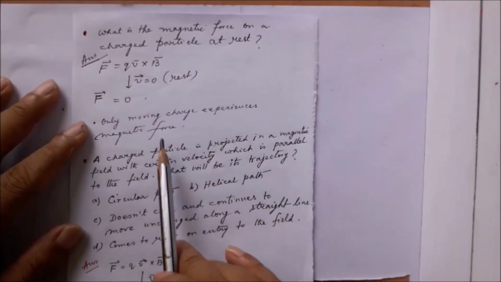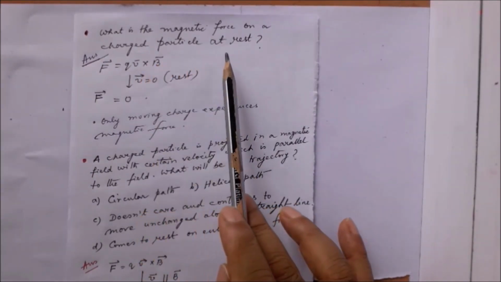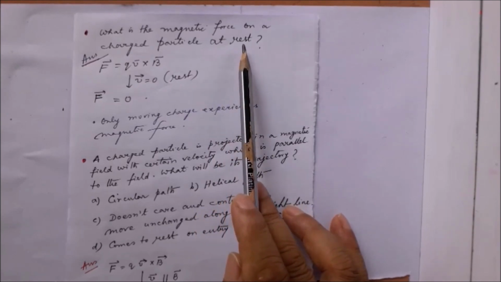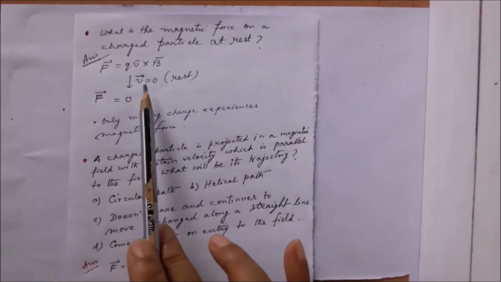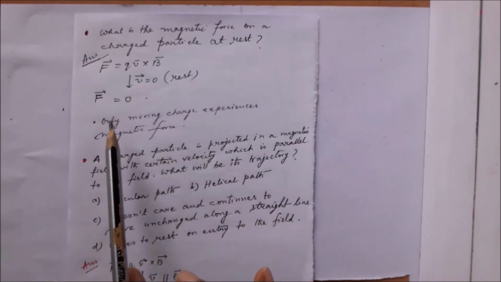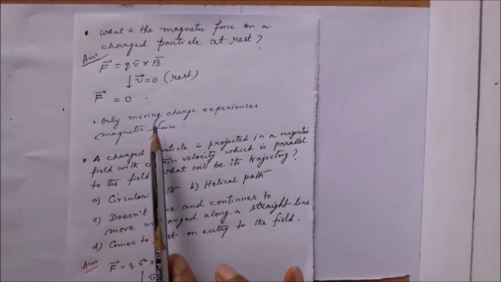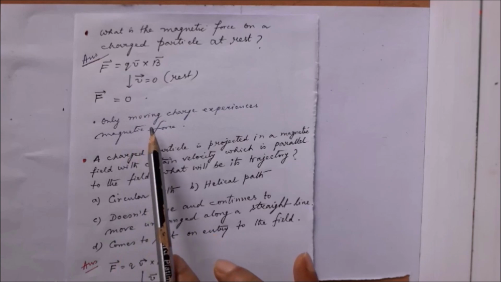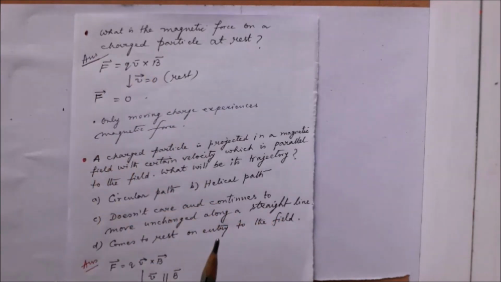We next discuss another problem. What is the magnetic force on a charged particle which is at rest? So if we write down the Lorentz force and put V equal to 0 because the particle is at rest, then we end up with a 0. So only moving charge experiences a Lorentz force. A charge at rest will not experience a Lorentz force. And this is ensured by presence of V in the Lorentz force relation.